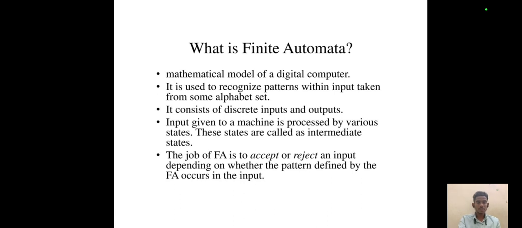processed by various states. These states are called intermediate states. The job of finite automata is to accept or reject an input depending on whether the pattern defined by the finite automata occurs in the input. It mainly consists of discrete inputs and outputs, followed by the set of transition rules, the set of inputs, and the set of outputs. Input given to a machine is processed by various states. These states are called intermediate states.